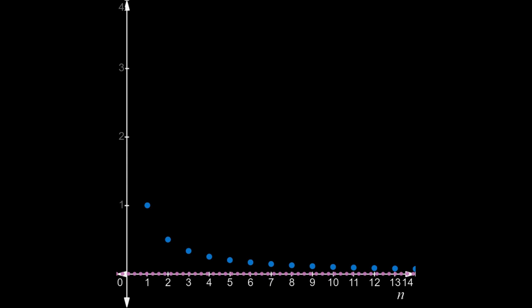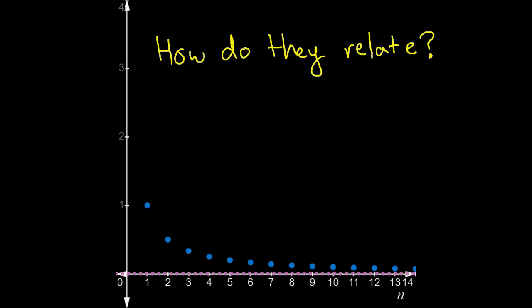One question almost immediately comes up about a convergent sequence and its limit. How do they relate? How does the limit of a sequence relate to the sequence itself? For example, if a sequence like this one here is always positive, does that mean that the limit is always positive?